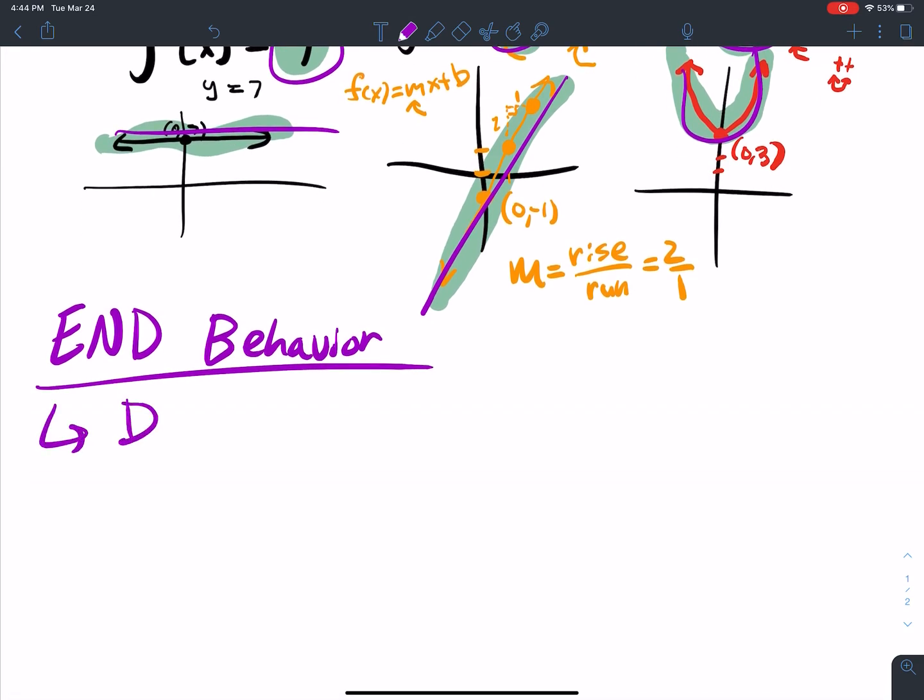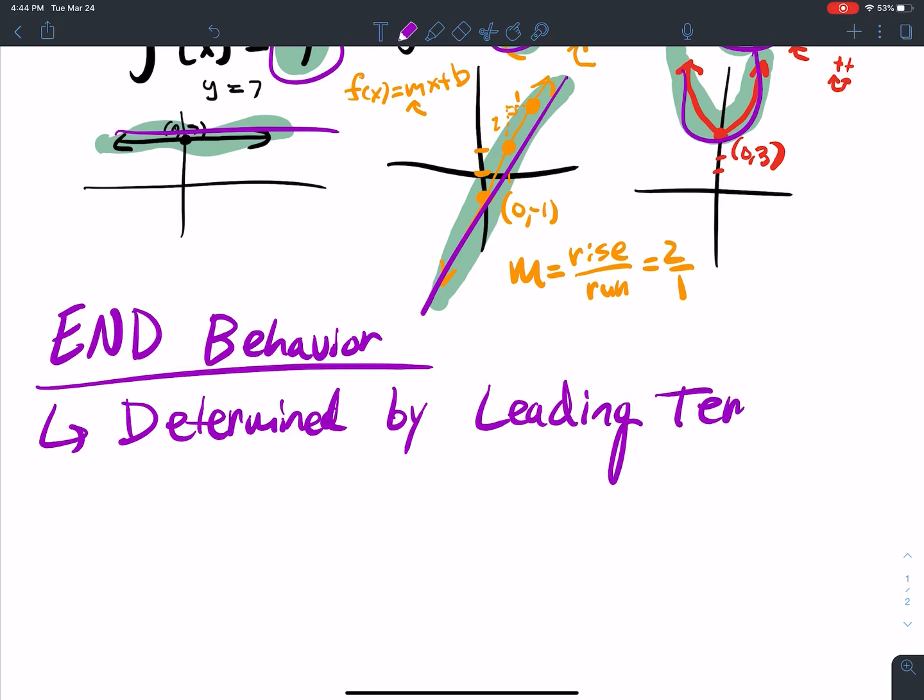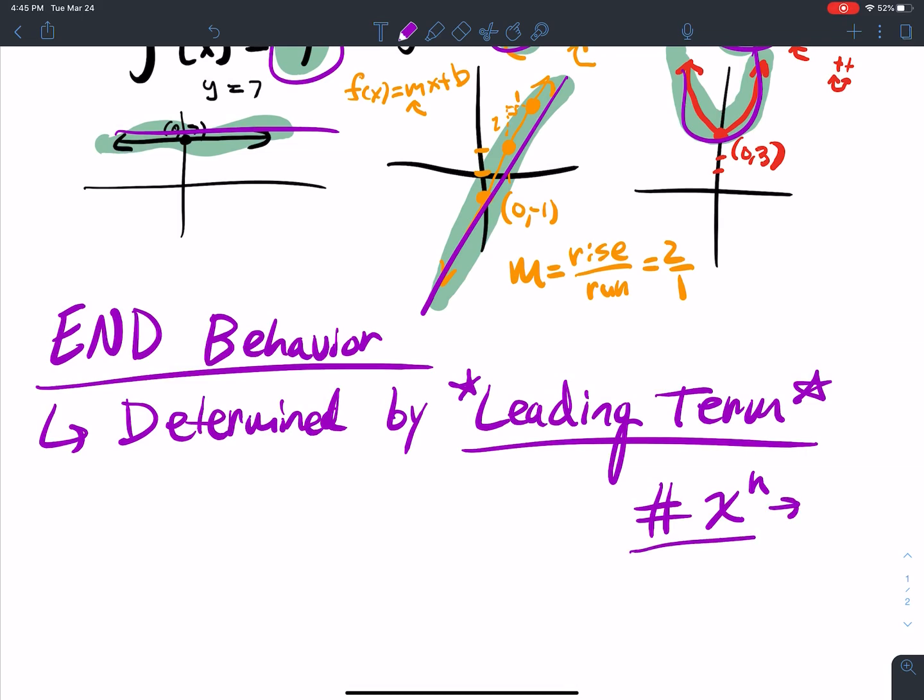So it's determined by the leading term. The leading term tells me what the whole thing is going to do. So leading term is like a number and then the x to the n. Okay, so this is some number x to the n. That's my leading term there.